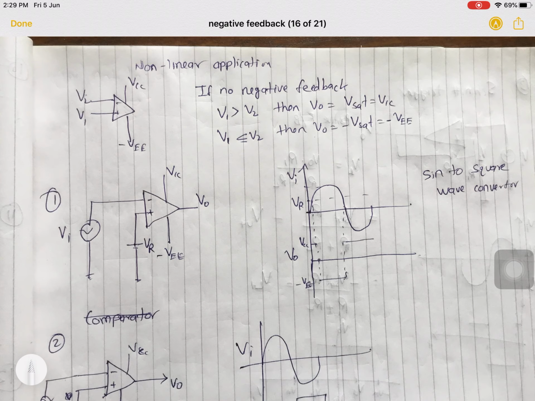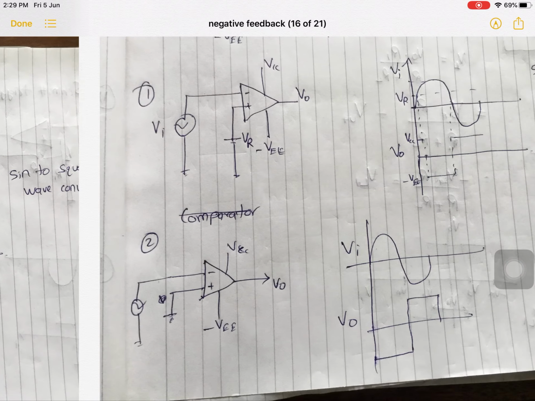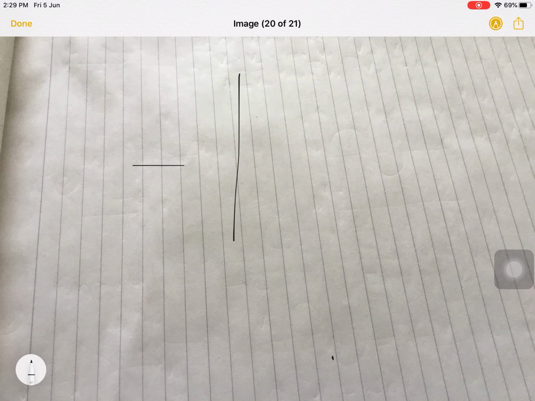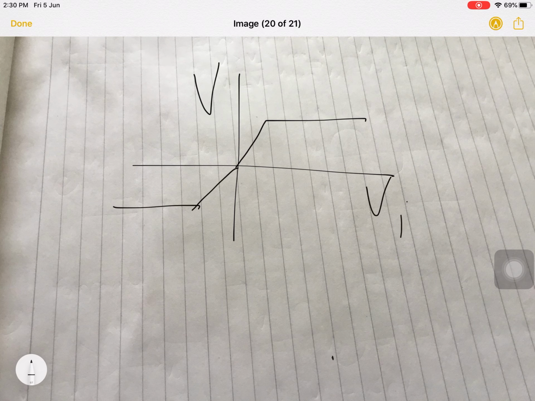As we have already discussed, let me draw. In op-amp, this is the VI characteristics of op-amp. This is VI, this is VO. It means up to this region, the op-amp will work in the linear region. Linear region means the input is directly proportional to the output.